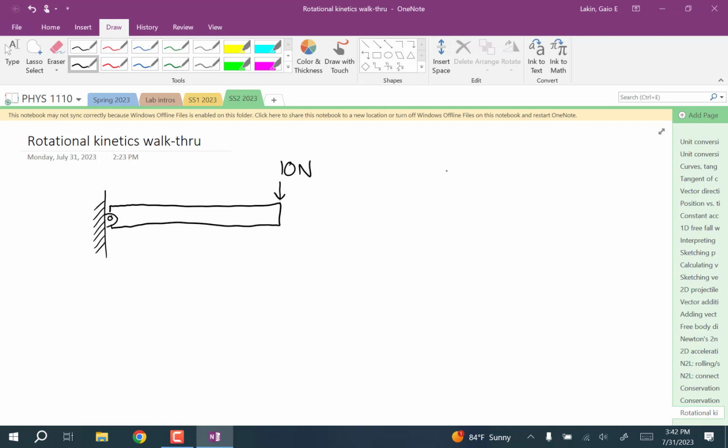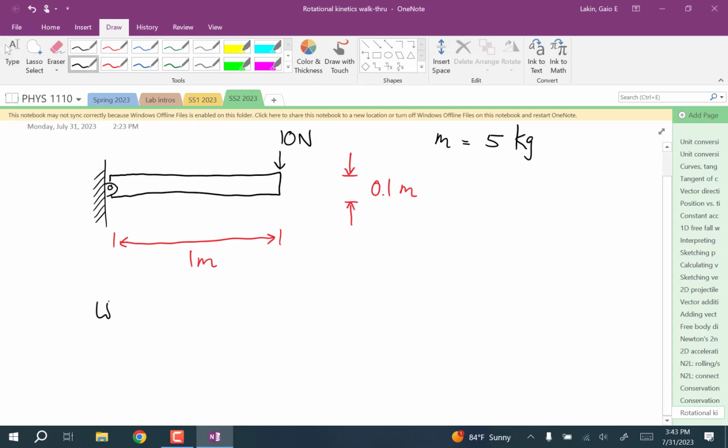In addition to that, the board has a mass of 5 kilograms, a length of 1 meter, and a thickness of 0.1 meters. And we want to calculate the angular acceleration of this board. Well, we're going to use rotational Newton's second law.